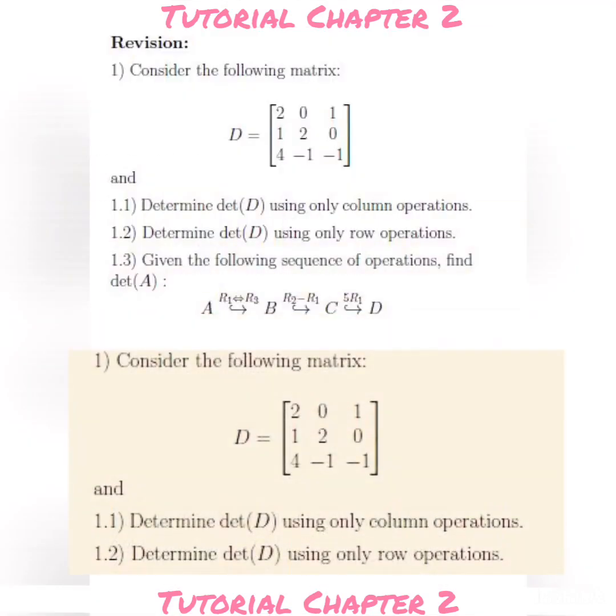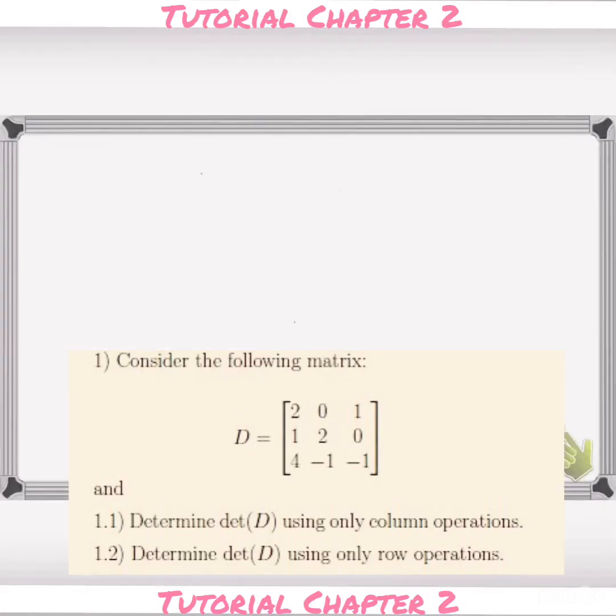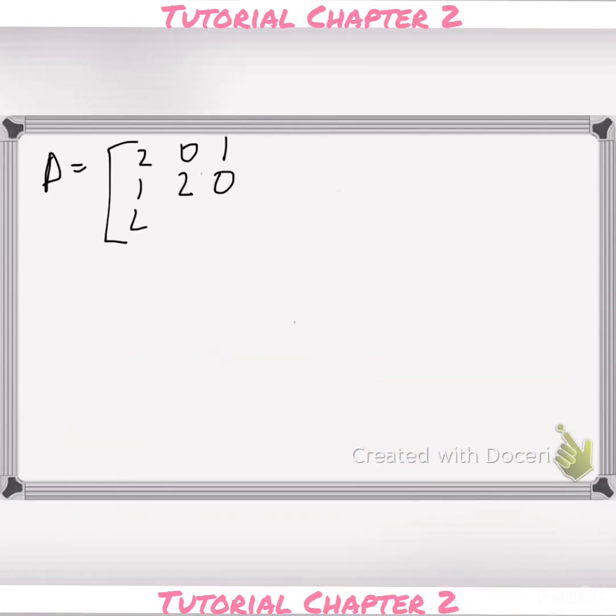We are asked in 1.2 to find the determinant of D using only row operations. Okay, so we're asked to find the determinant of D using only row operations. So we have our matrix D, and what we're going to do to D is we're going to take minus 2 of row 1 and we're going to add it to row 3.